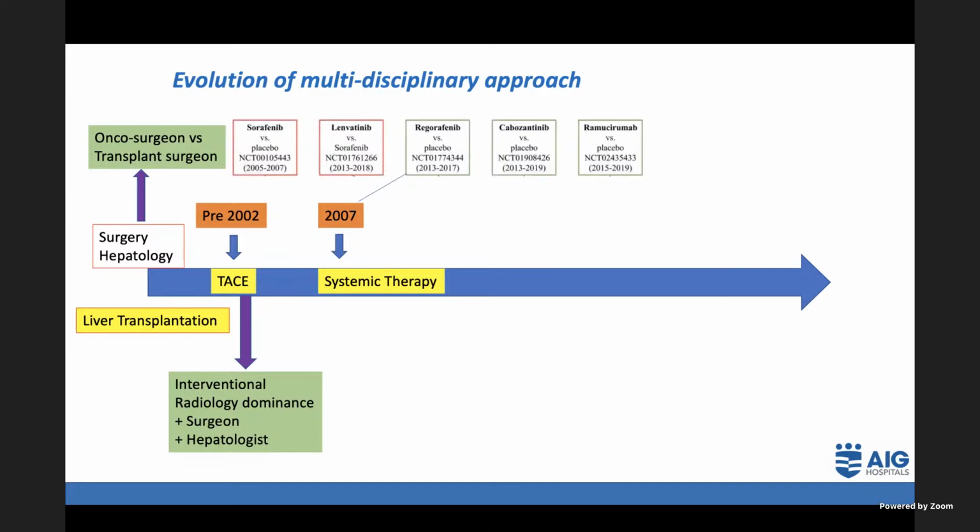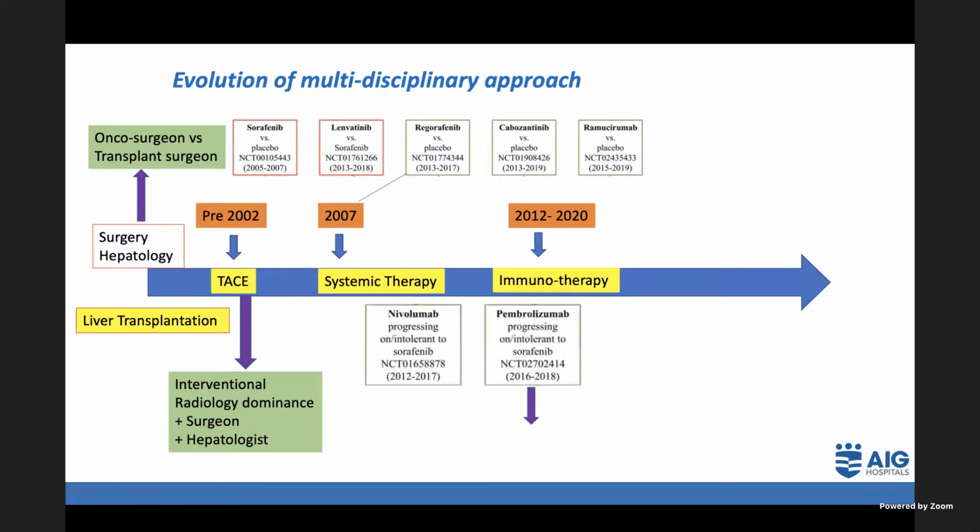Systemic therapy came as late as 2007 with the first trial of sorafenib, followed by a series of trials. But from 2007 to 2013, there were no new molecules. It was only sorafenib, and then came lenvatinib, and then more recently, the newer systemic therapies. 2012 to 2020 was the progress made with immunotherapy. Initially, it was with nivolumab from 2012 to 17, and then we will discuss the role of atezolizumab, which came into the picture.